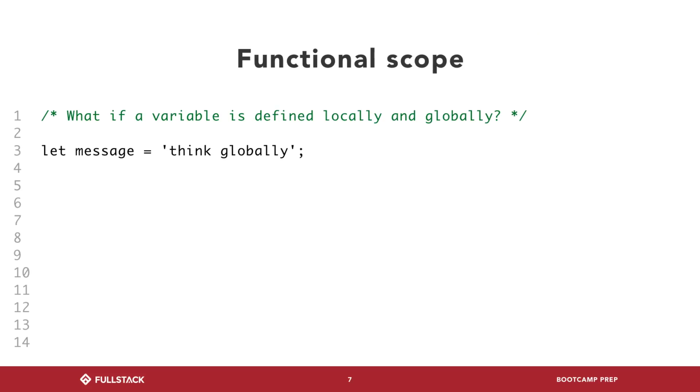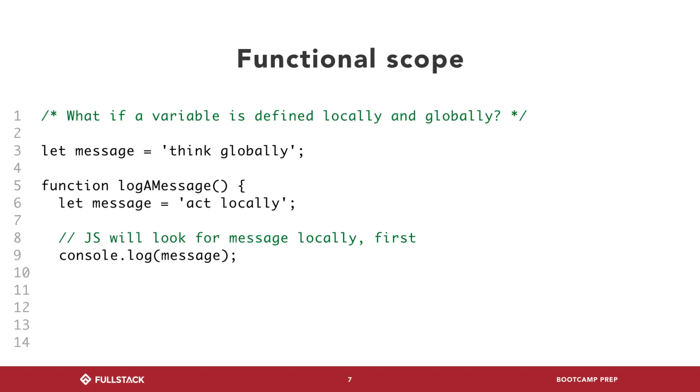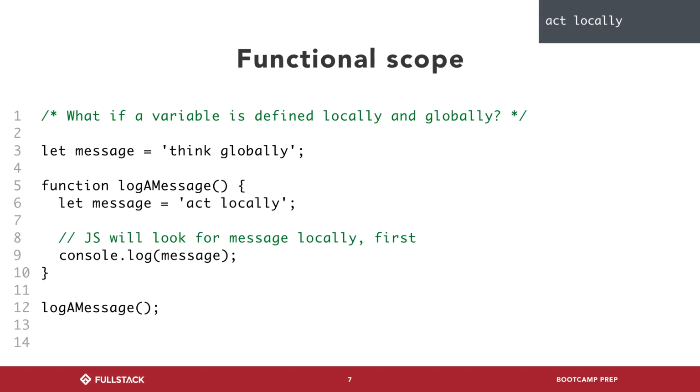Okay. So to answer Dimitri's question: what if a variable is defined multiple times? You can define it as many times as you want, because JavaScript doesn't actually care. It's not going to penalize you. On line 3, we have a variable called message, and we call it think globally. This message is on the global scope, because there's no open curly brace preceding it anywhere.